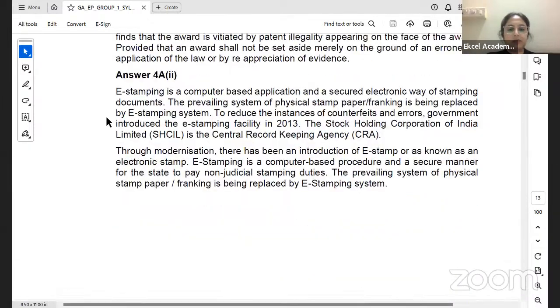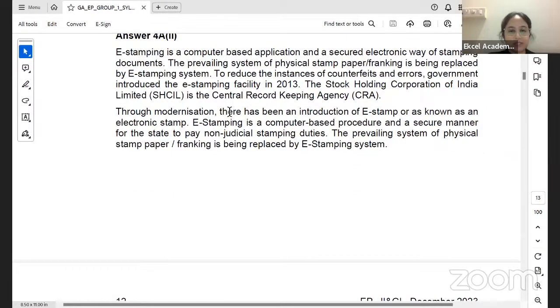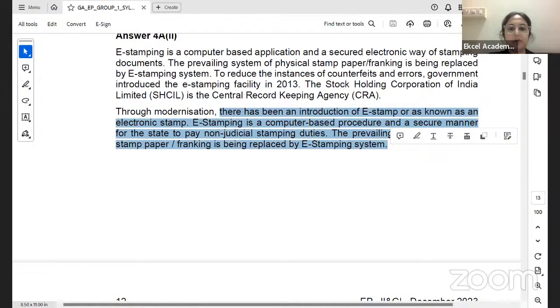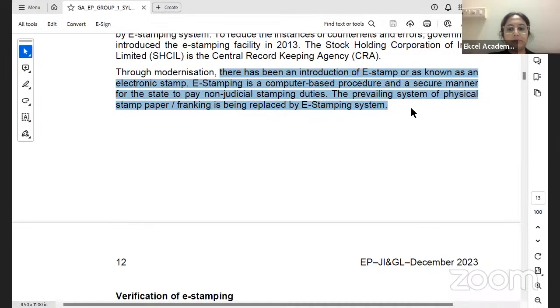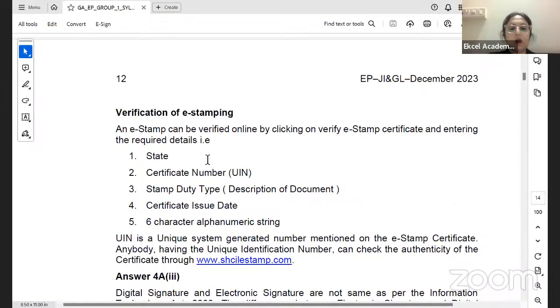See, this same thing: e-stamping is a computer-based, secured electronic way of stamping the document. They're giving information about SHCIL, that is a central record keeping agency. And through modernization, there has been the introduction of e-stamp, or it's known as electronic stamp. It's a computer-based secure procedure to obtain non-judicial stamps. This prevailing system of physical or franking is being replaced by the e-stamping system.